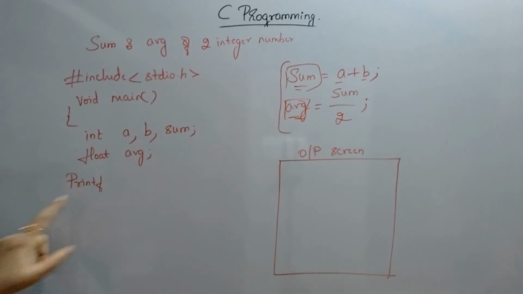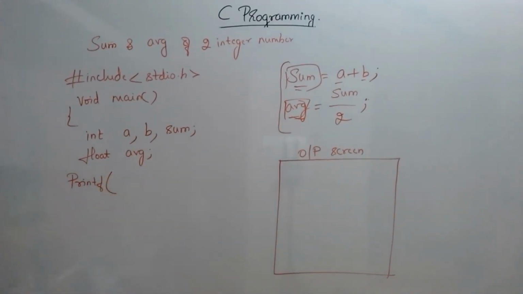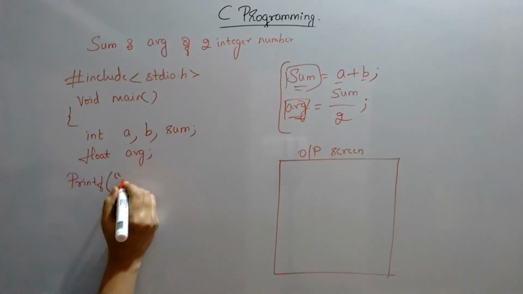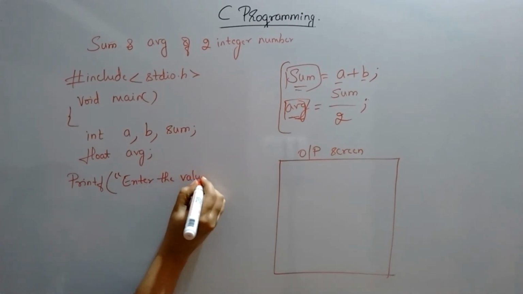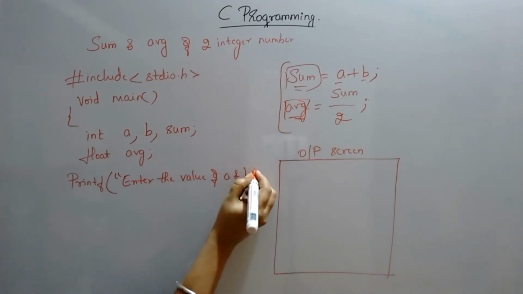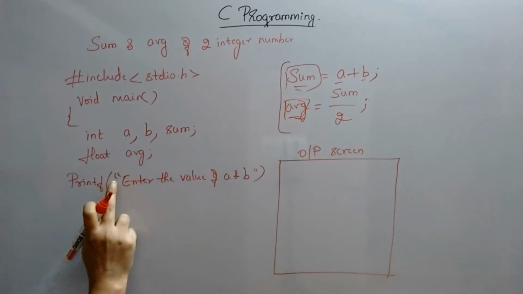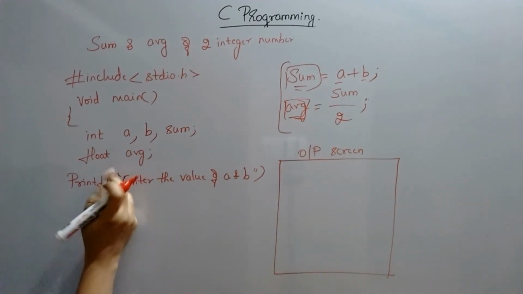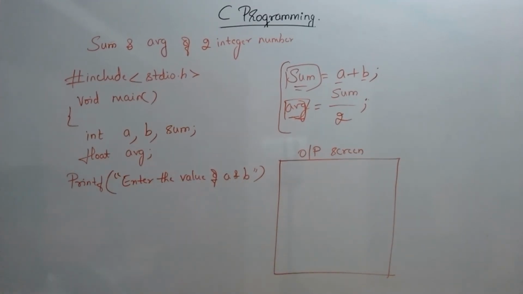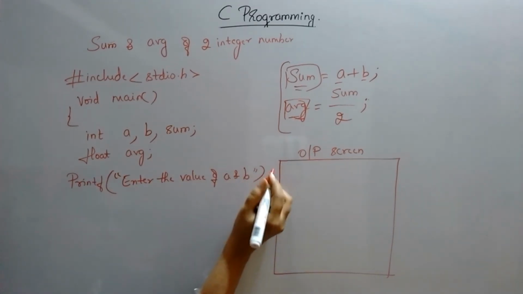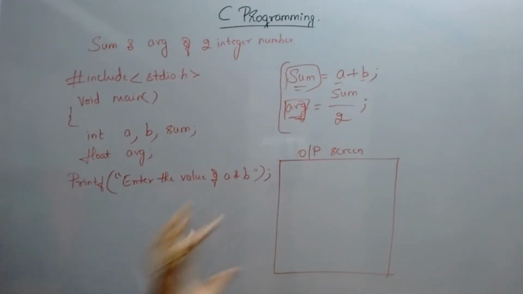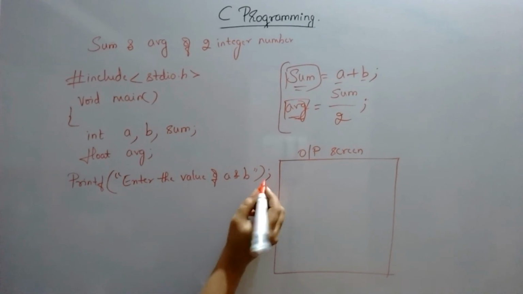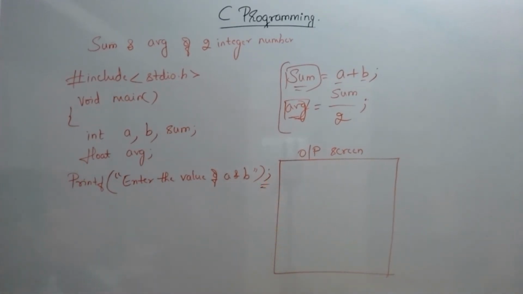How to write the printf statement? Printf with an opening parenthesis, within the double quotes, right? Here I am going to write: enter the value of A and B. I am going to close the double quotes, close the parenthesis, and I have to end this statement with the help of a semicolon. Means I have to put a semicolon at the end of the statement. If you don't put this semicolon, you are going to get some errors.